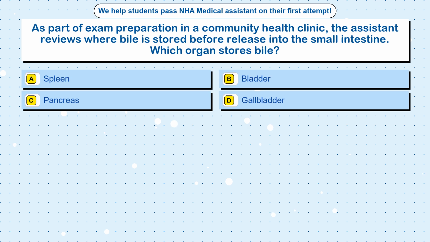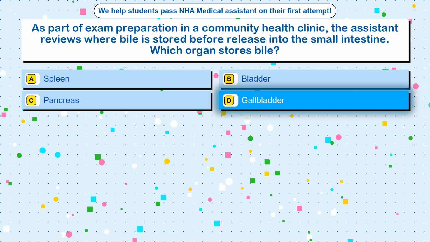Question 79. As part of exam preparation in a community health clinic, the assistant reviews where bile is stored before release into the small intestine. Which organ stores bile? Option A. Spleen. Option B. Bladder. Option C. Pancreas. Option D. Gallbladder. The correct answer is option D.